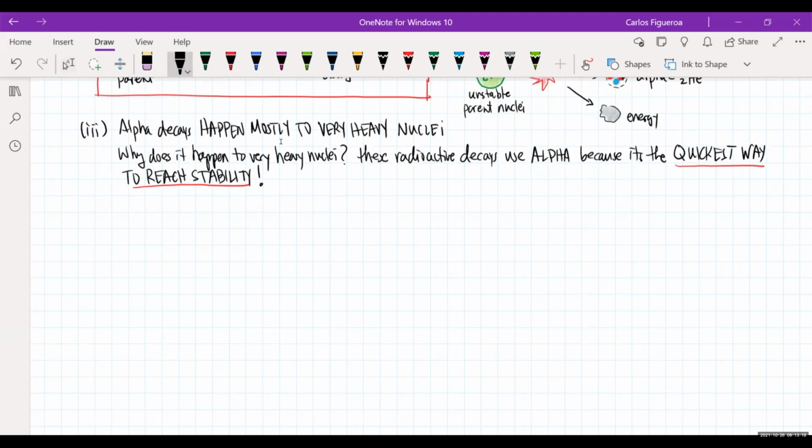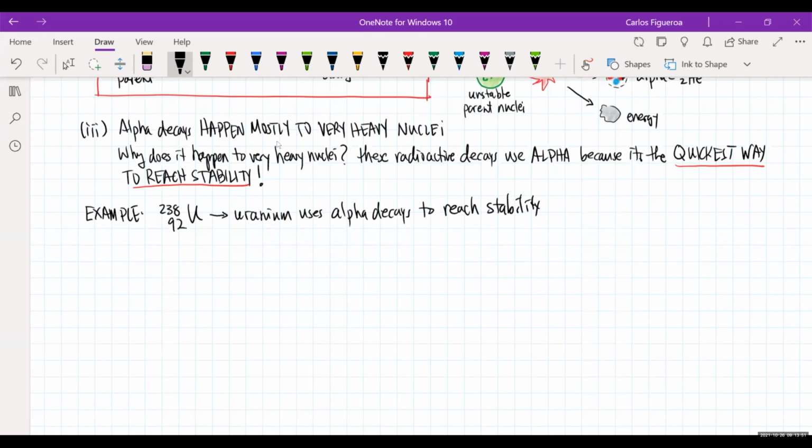So let's look at an example here. And the example is I want to look at 238.92 uranium. So what you're going to find here is that uranium uses alpha decays to reach stability.